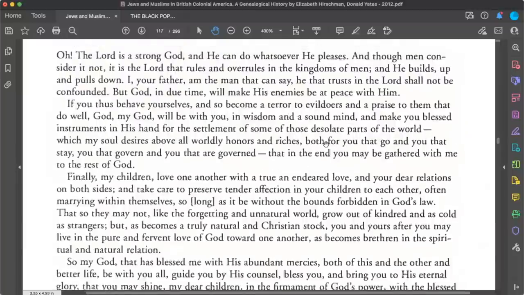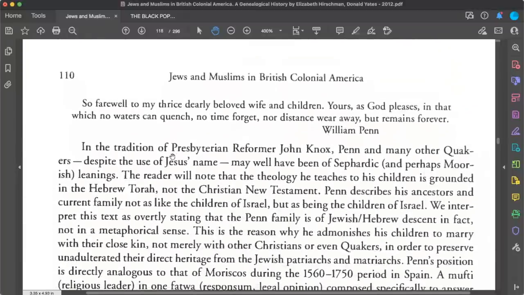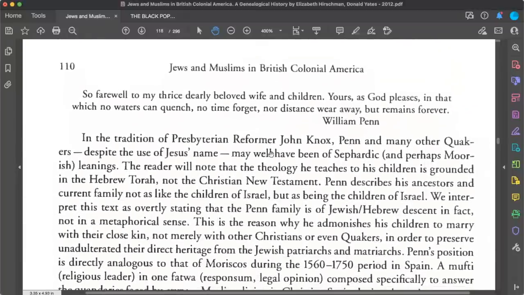William Penn. All right? In the tradition of Presbyterian reformer, John Knox, Penn, and many other Quakers, despite the use of Jesus' name, I wonder why, may well have been of Sephardic and perhaps Moorish leanings. All right, Moorish leanings, Sephardic and Moorish leanings.